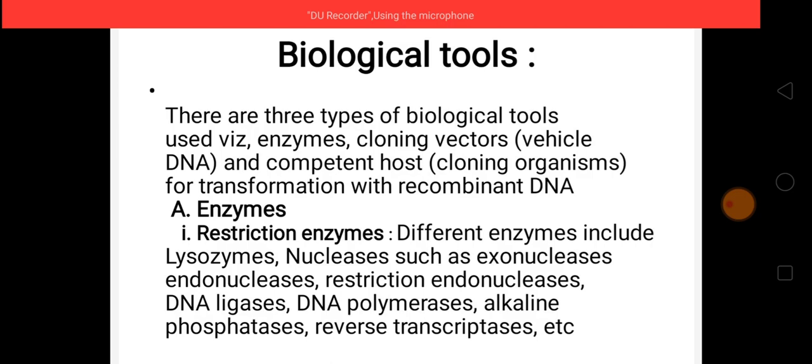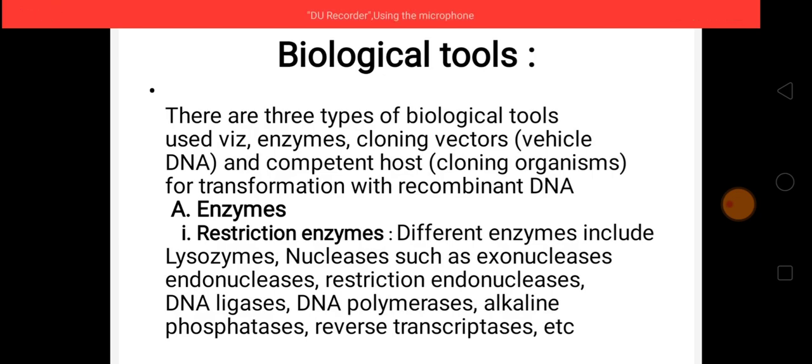The first biological tool is the enzyme. It includes lysozymes, exonucleases, endonucleases, restriction endonucleases, DNA ligase, DNA polymerases, alkaline phosphatase, reverse transcriptase, etc. All these enzymes are necessary for recombinant DNA technology, for cutting DNA molecules, construction of new strands, cutting phosphate bonds, etc. Out of these, the first enzyme is the restriction enzyme.